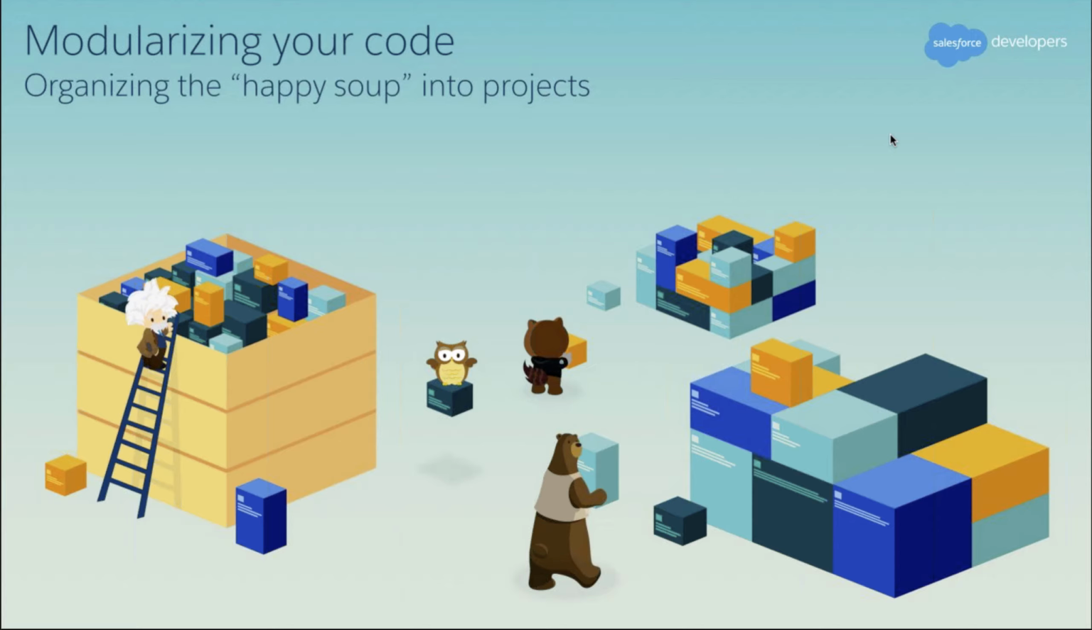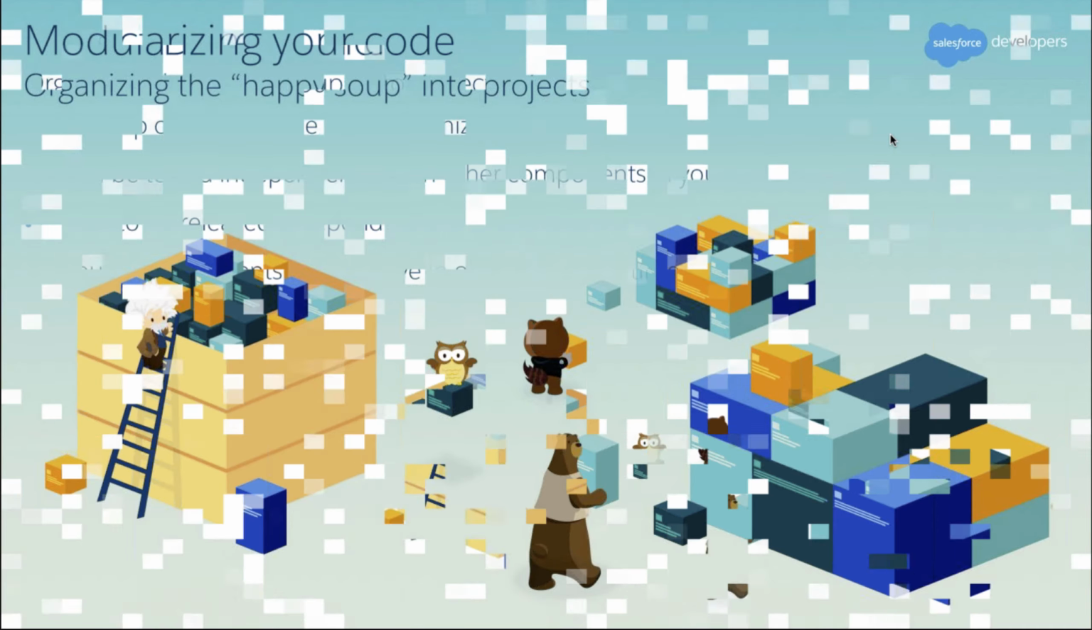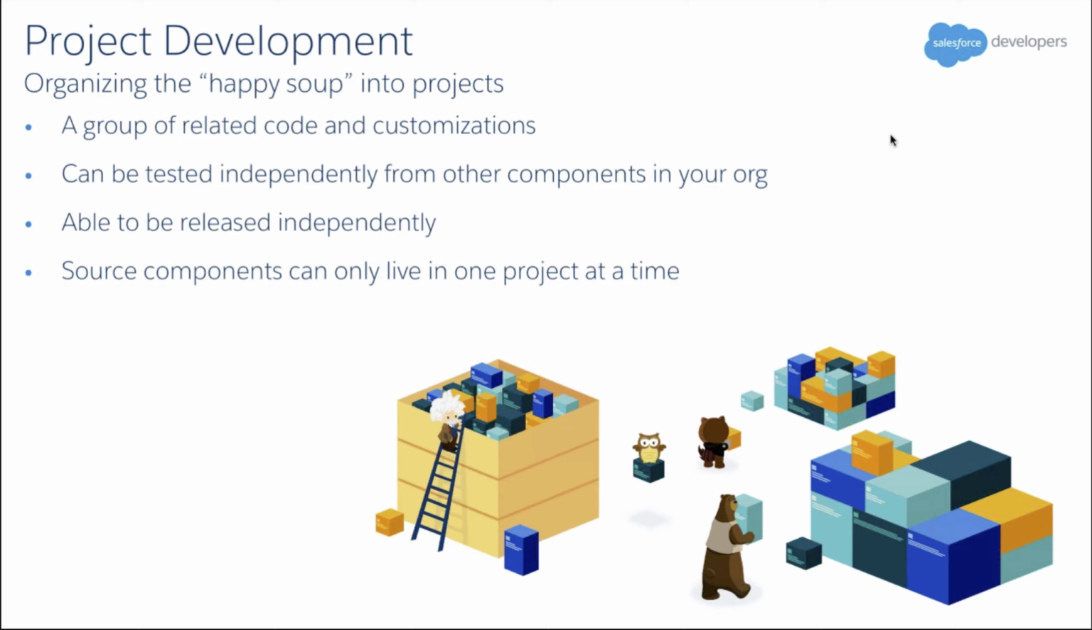We fictionally call the metadata in your org, the collection of all that metadata, the happy soup, right? And so you need to be able to break that happy soup up into projects. And what does that mean? What is a project? A project is really a group of related code and customizations that can be tested and released independently. These projects, the source components can live in only one project at a time, but you can have dependencies from one project to another.